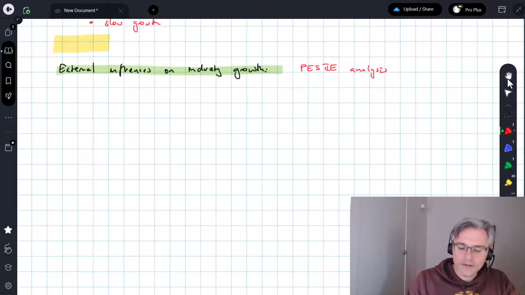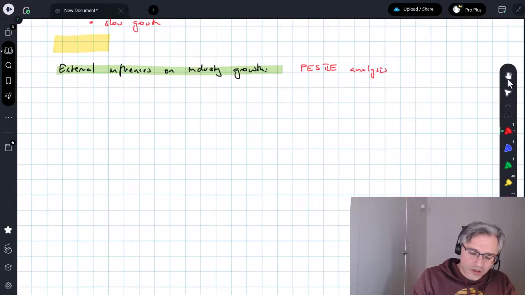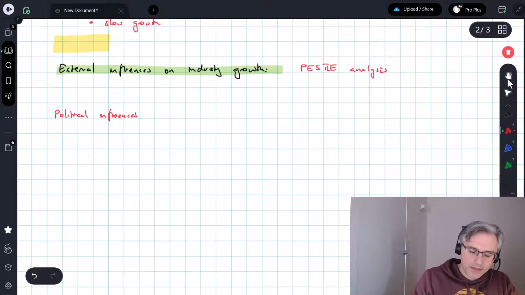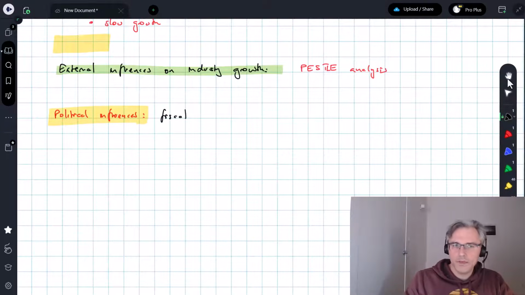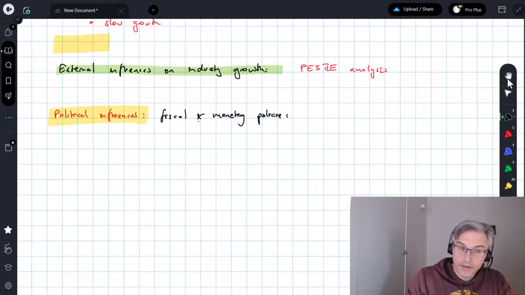There is an L missing, sorry. These are 1, 2, 3, 4, 6 letters, and each of them stands for a specific influence. So the first one is political influences, which may impact industry growth. Right. When we say political, that has a relatively broad meaning here. It could be fiscal, as in the politics of government. It could be monetary policy, which is typically conducted by the central bank.